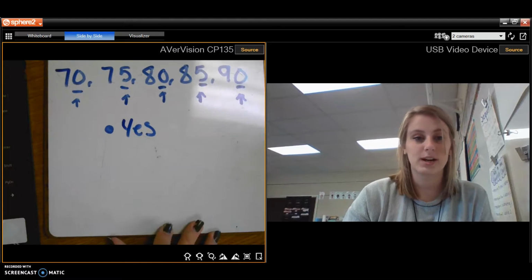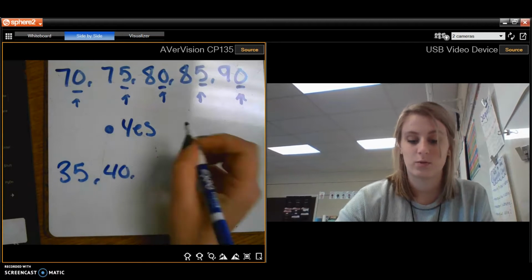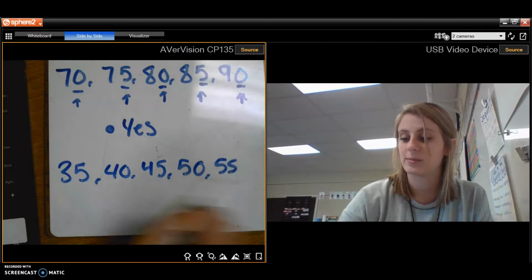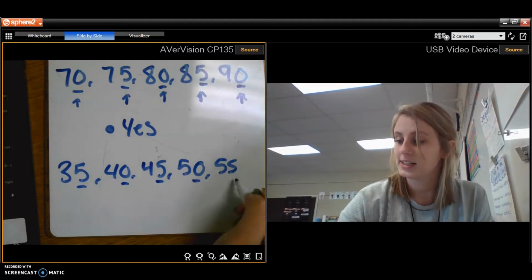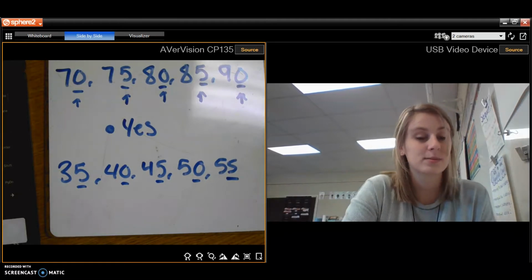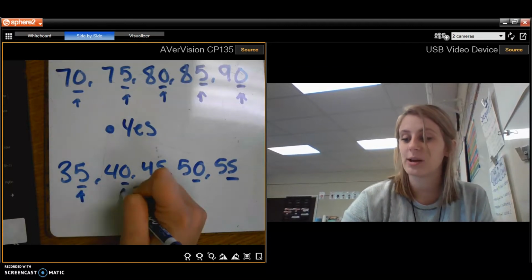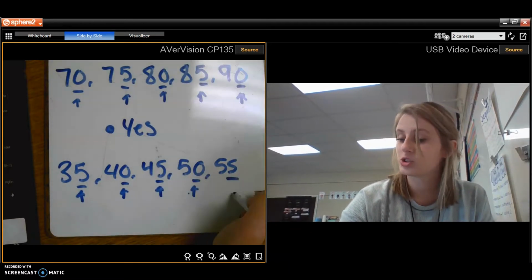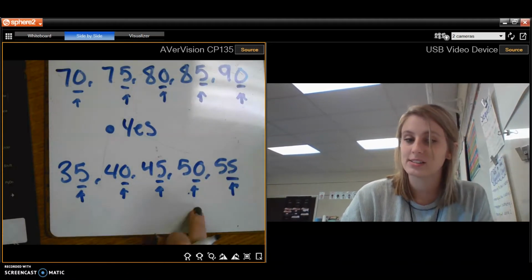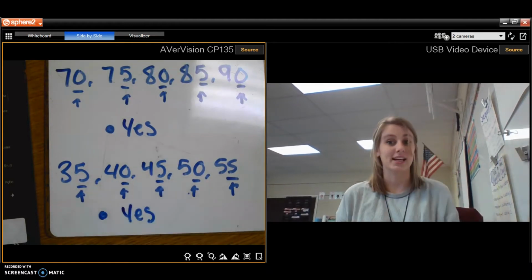And then our last one, I'm just going to scoot this down, 35, 40, 45, 50, 55. So I'm going to underline my ones place. Give you just a second. What do we think? Are we counting by 5s? Yes, we are, because each of our numbers follows our pattern. We're just going up by 5s. 5, 0, 5, 0, 5. So you are going to fill in the bubble that says yes.